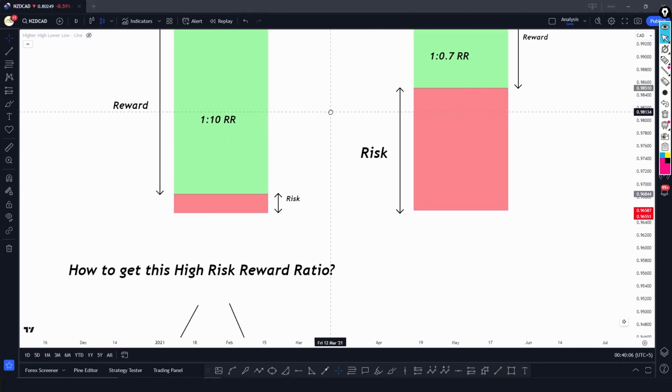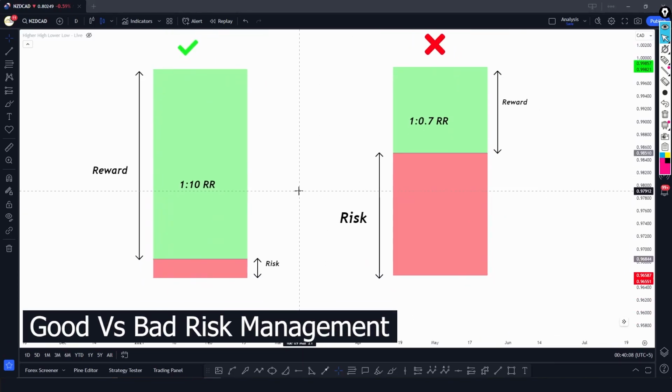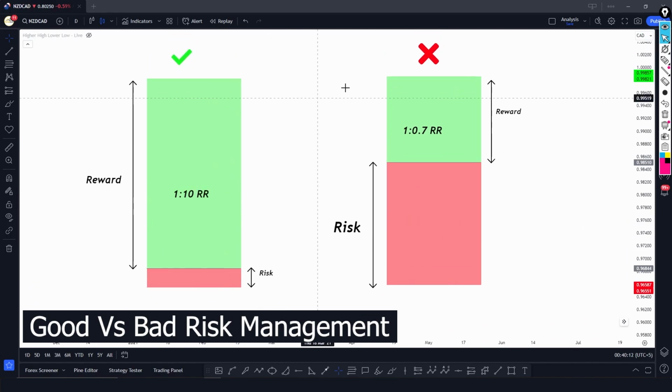Hey traders, welcome back. Today in this video I want to focus on the risk to reward ratio and proper good and bad risk management.